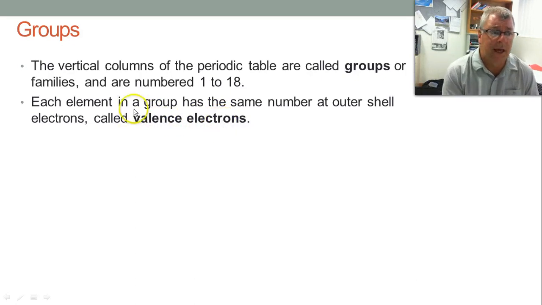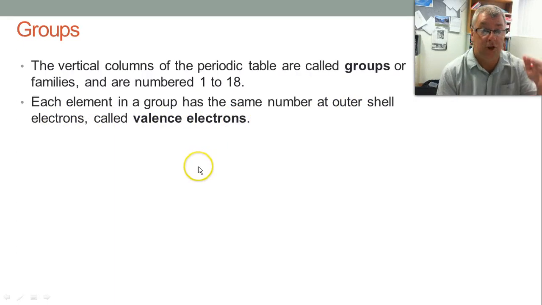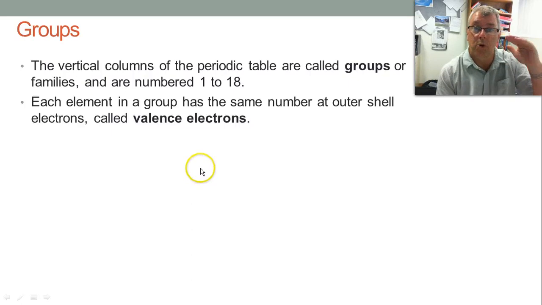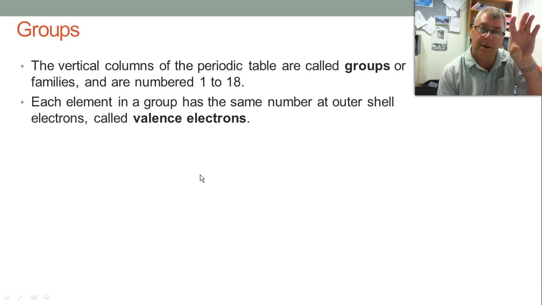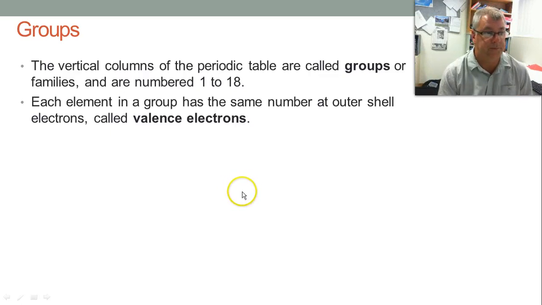Let's just repeat that again. Each element in a group has the same number of outer shell electrons, called valence electrons. That doesn't mean they have the same number of electrons. As you go down a group, they get more and more electrons, but they have the same number in the outer shell. Now, why is that important? It's important because the outer shell is the shell that defines the chemistry of the element. And so if all the elements in a column or a group have the same outer shell, they should have similar chemical properties. And we're going to look at that shortly in another video as well.